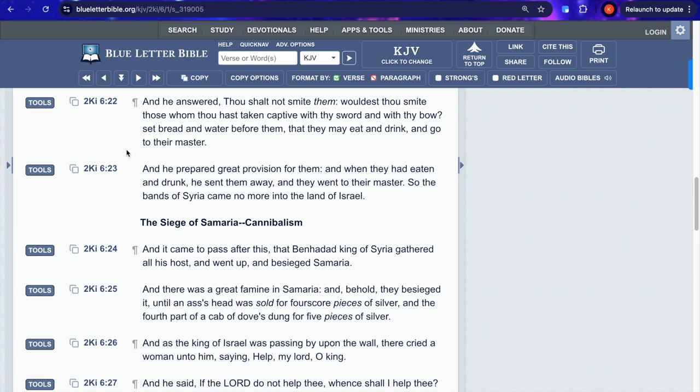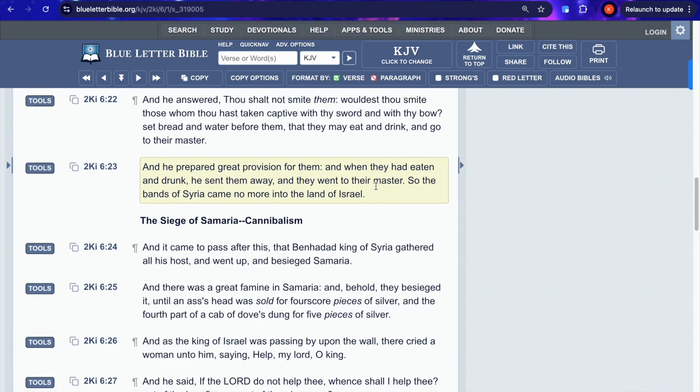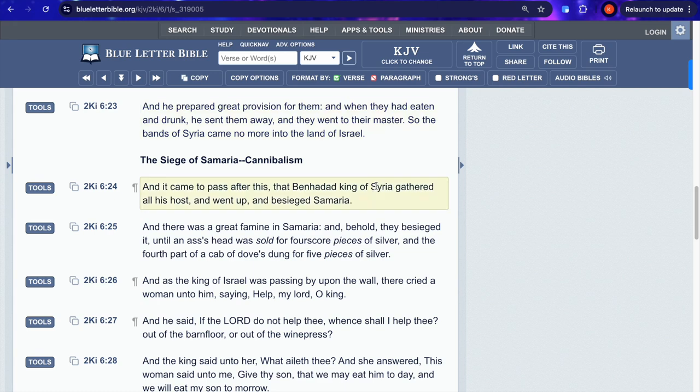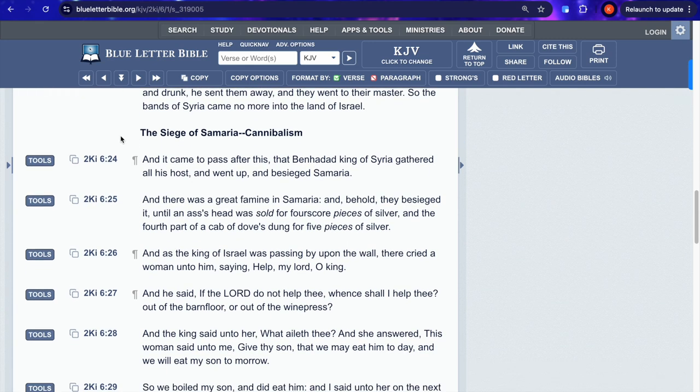And he prepared great provision for them. And when they had eaten and drunk, he sent them away, and they went to their master. So the bands of Syria came no more into the land of Israel. So for some period of time, the armies of the Syrians, they didn't come into the land for some time.